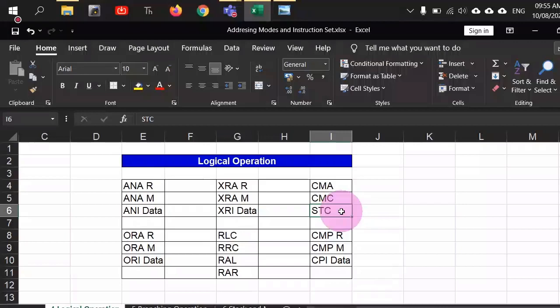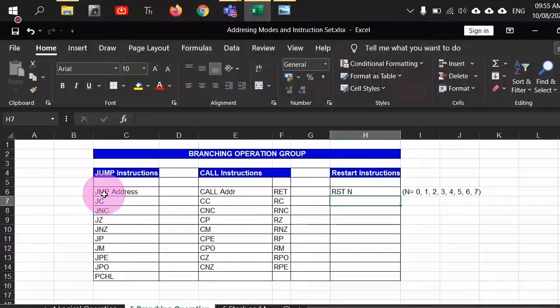Now again we come to the branching operations. You have already seen these jump instructions. JC stands for jump on carry, JNC for jump on no carry, JZ for jump on zero, JNZ for jump on no zero, then jump on parity, and jump on minus, that is jump on negative. JM stands for jump on minus. JPE is for jump when parity is even, and JPO for jump when parity is odd. PCHL means copy the content of the HL register into the PC register. These are the jump instructions which we have already seen. They work on the basis of the flag register, so I am not elaborating them further.